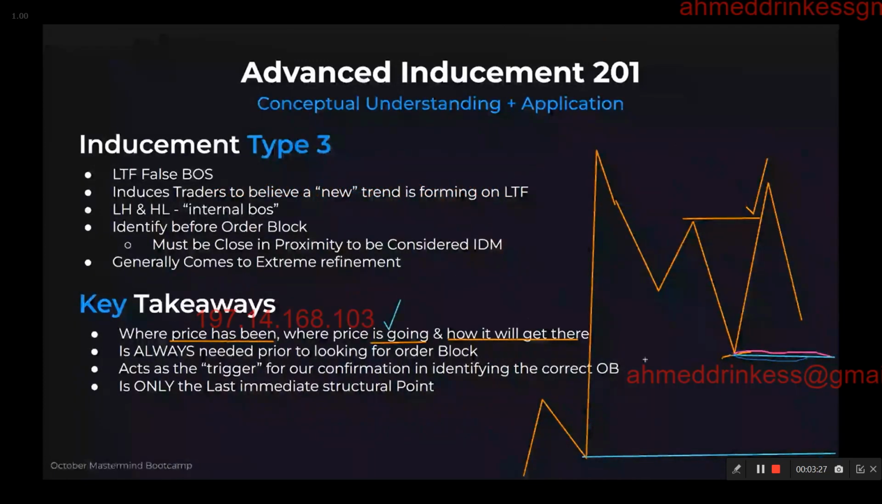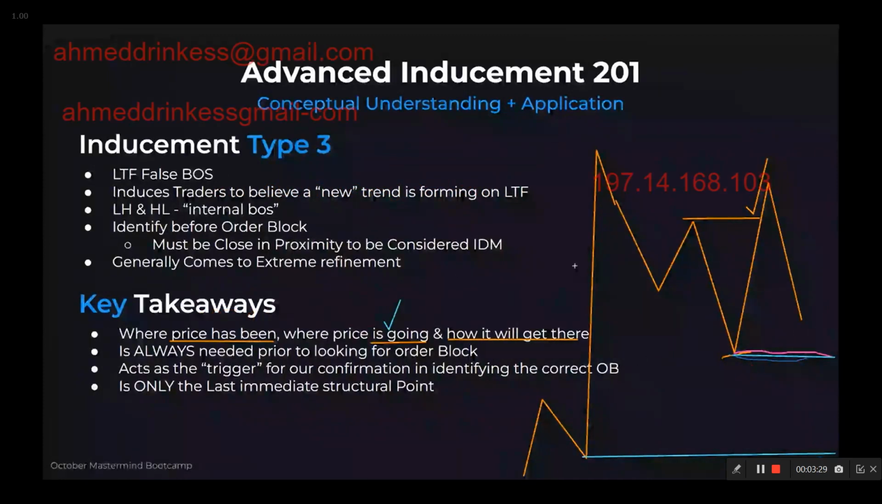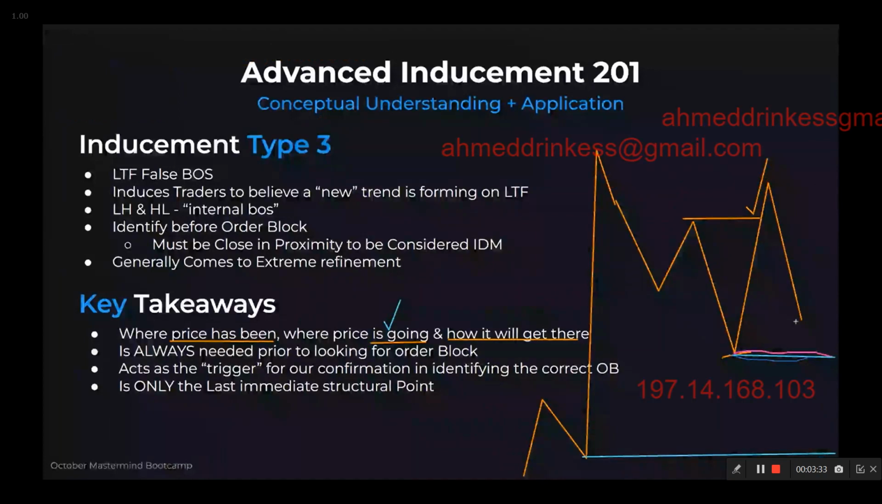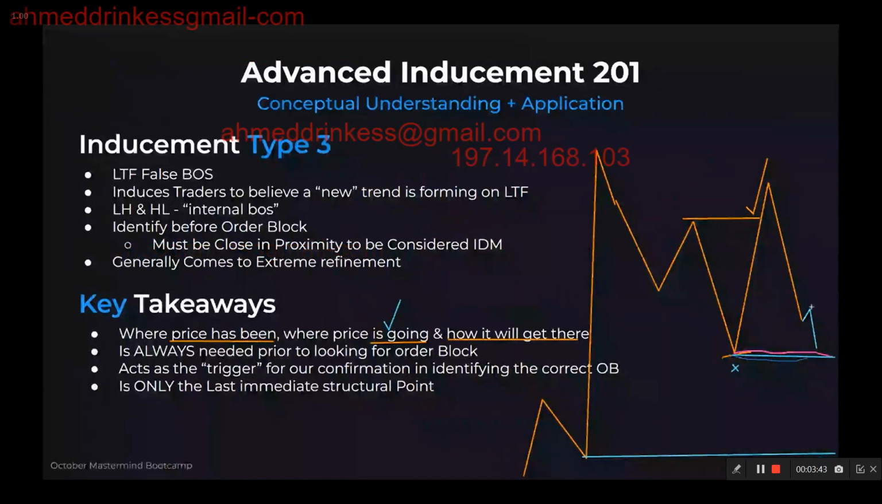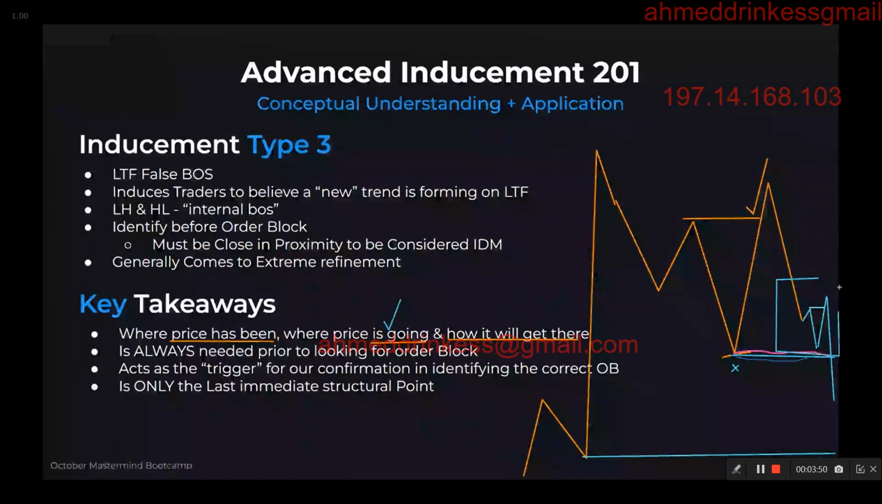And the last thing is how it will get there. This is taking your level of understanding of inducement to the next level, which we're going to be doing today. You have this right here. In order to break this low, what do we need to do? We need to collect more gas to then break a low. This will repeat on a fractal level.